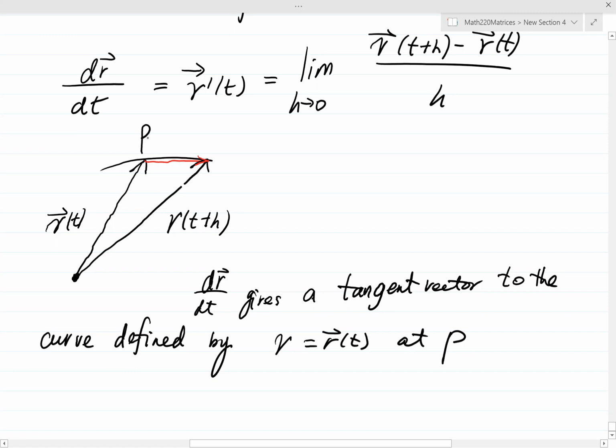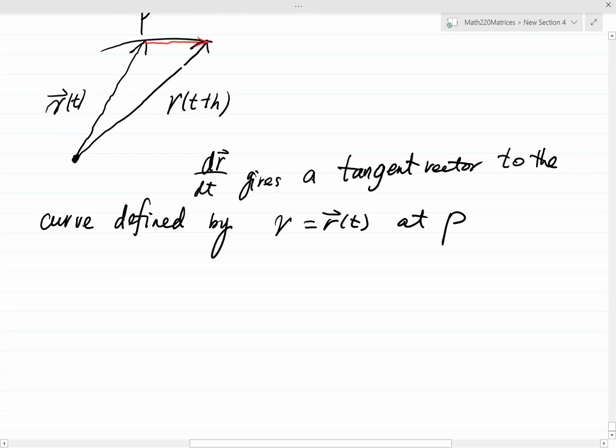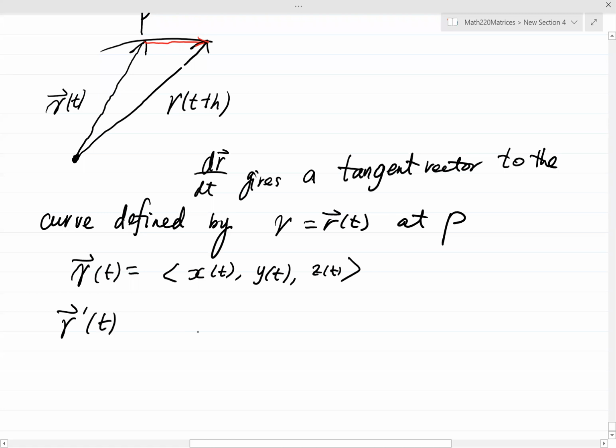Okay. And also the derivative is computed component-wise. So if we have r(t), r(t) is x(t), y(t), z(t). So the derivative r prime(t) will be x prime, y prime, z prime.